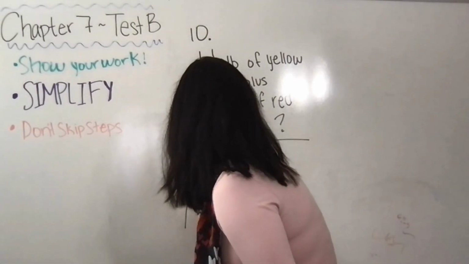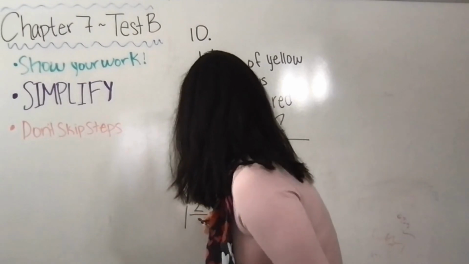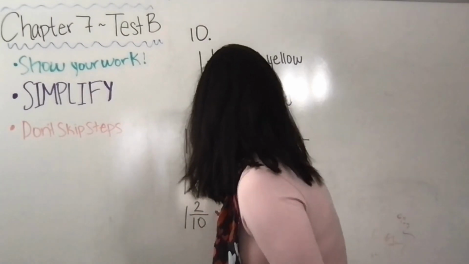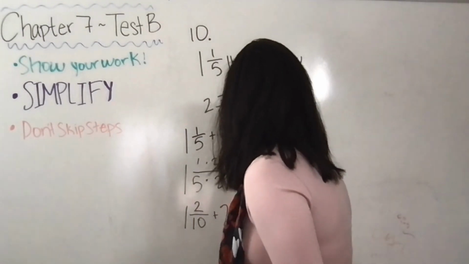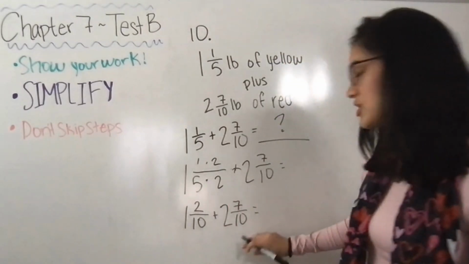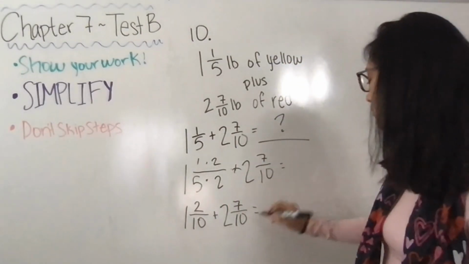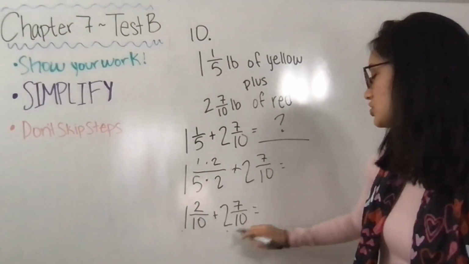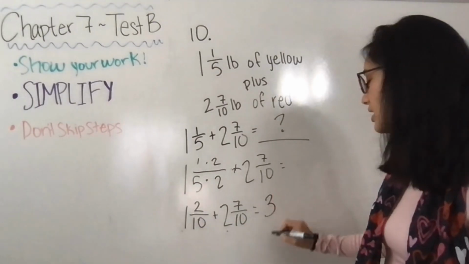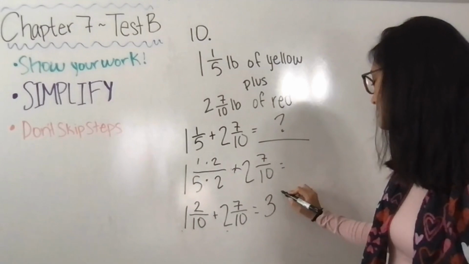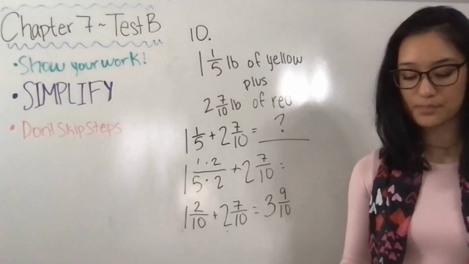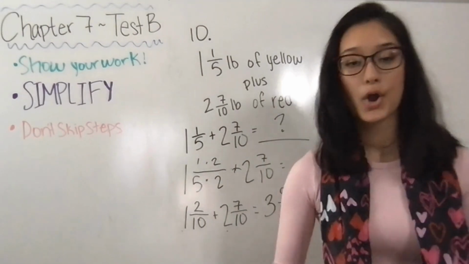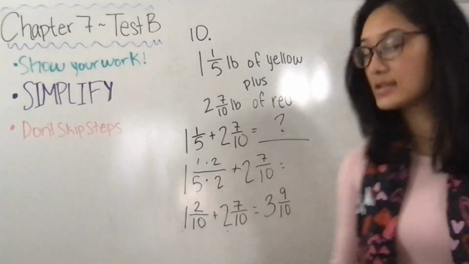1 times 2 is 2. 5 times 2 is 10. Plus 2 7/10. Now you can easily add up these two numbers. 1 plus 2 is 3. And 2 plus 7 is 9. And that's your answer. But don't forget, always put your units.